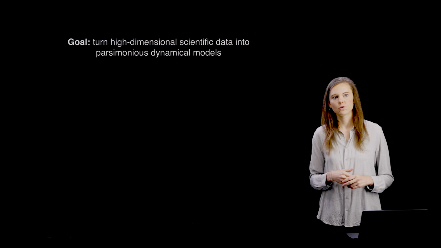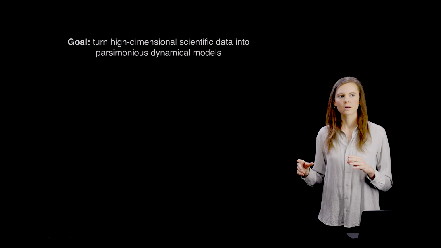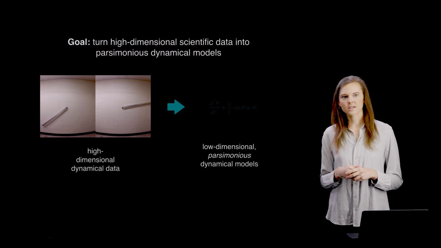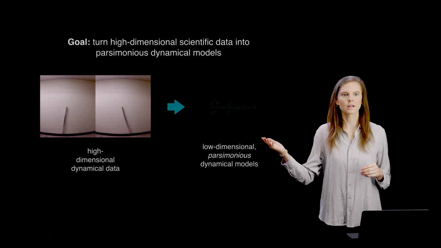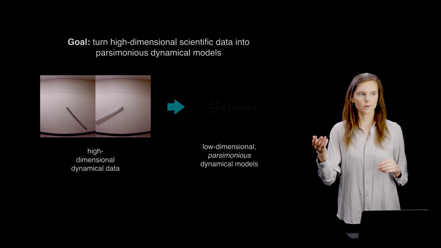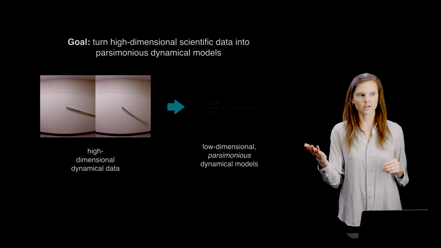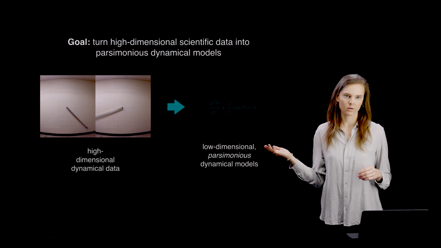So today I'm going to focus on the goal of turning high-dimensional scientific data into parsimonious dynamical models. As an example, again, we can consider the pendulum. So here I have high-dimensional data in the form of this video of the pendulum behaving, and the goal would be to discover a low-dimensional parsimonious dynamical model, that is the pendulum equation, from this video.